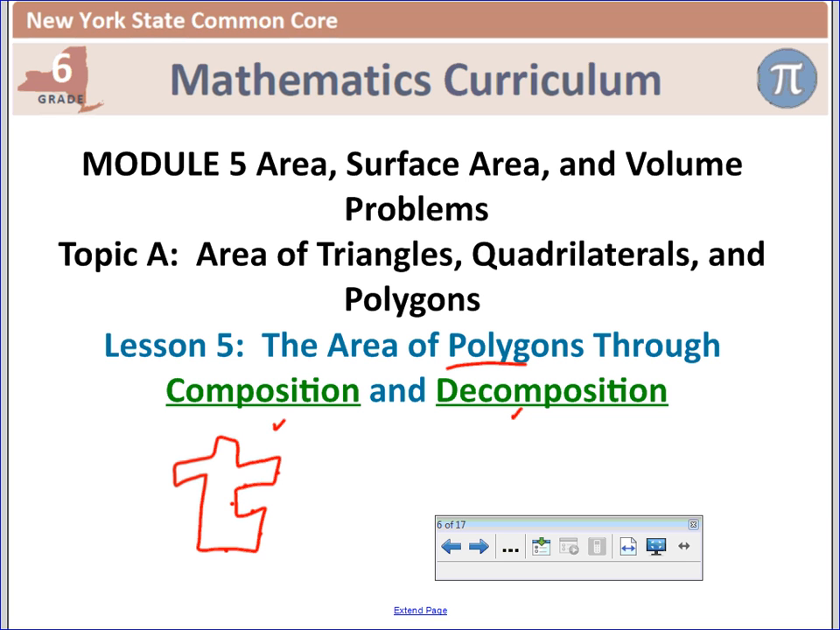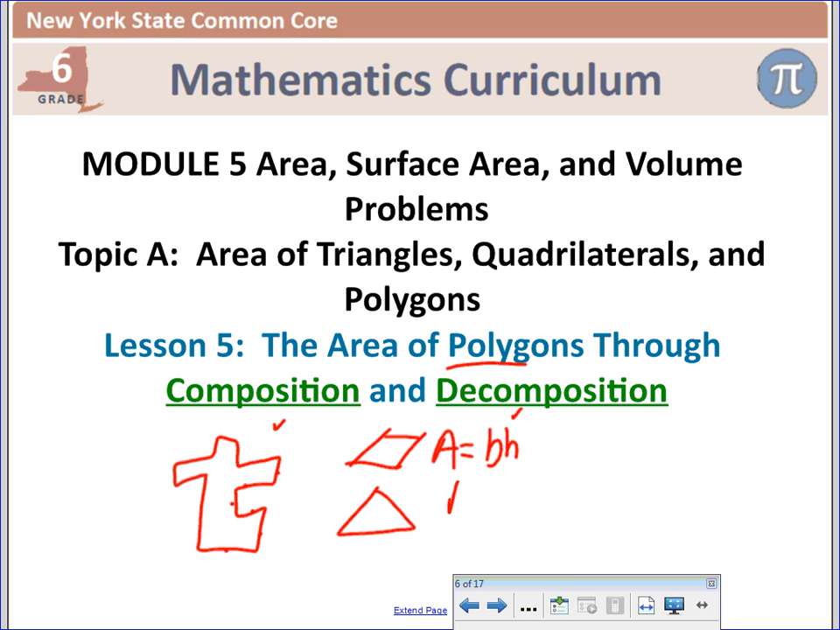I do know the formula for area of a parallelogram. What's the formula for a parallelogram? Area equals base times height. What about all triangles? It doesn't matter what kind of triangle it is. What's the area? 1/2 times base times height. Those are the formulas we know.